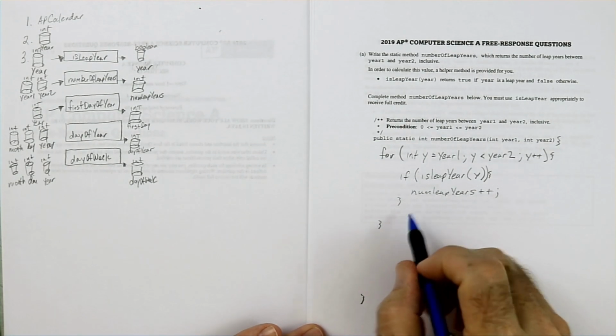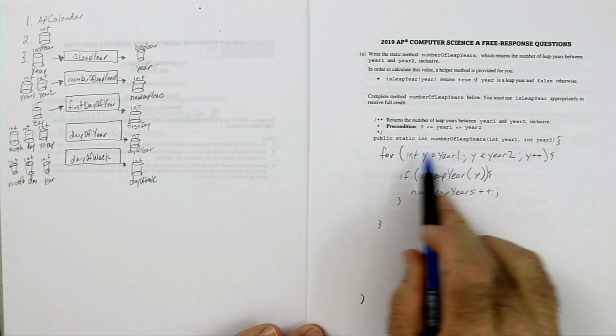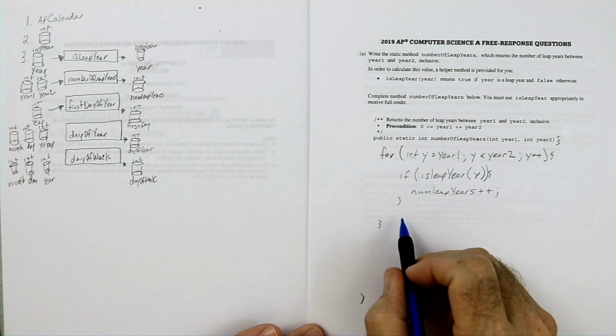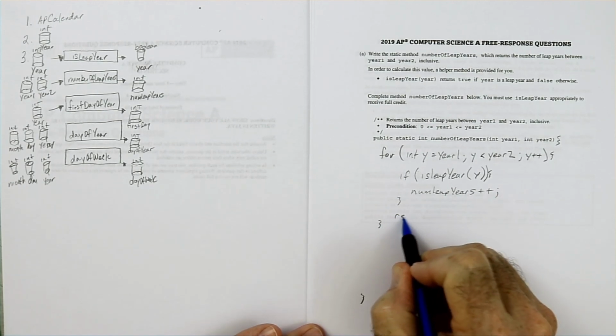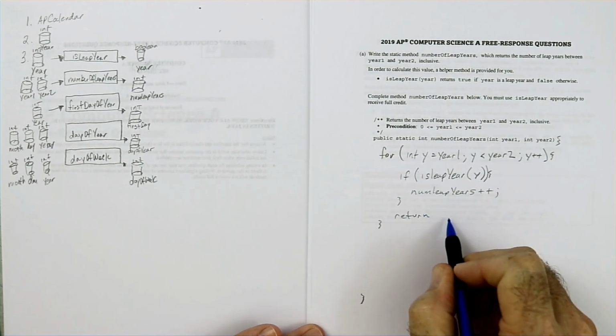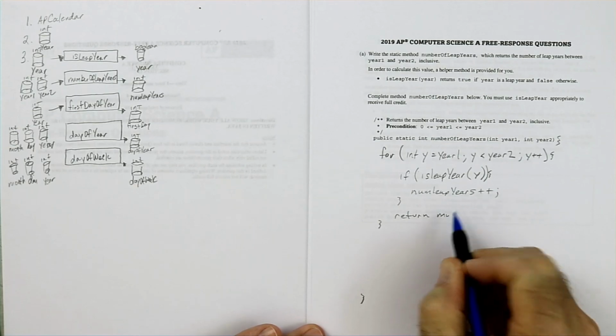Okay, and then when we get done, of course, we have to return something. Remember, we got to return that int. So we're just going to go ahead and return num leap years.